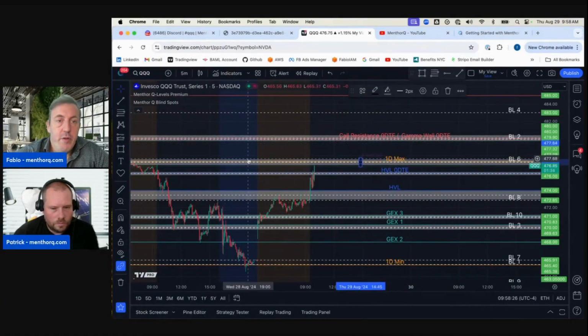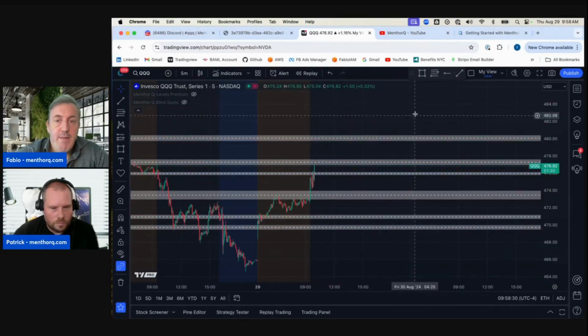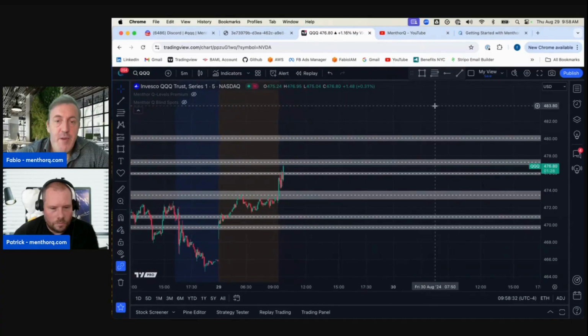All right. So take off the indicator like Patrick always shows. Now we have a clearer picture of some areas that could be interesting for the day. Put them in the chart, and you're active in less than 30 seconds. I don't know if you want to add anything here.